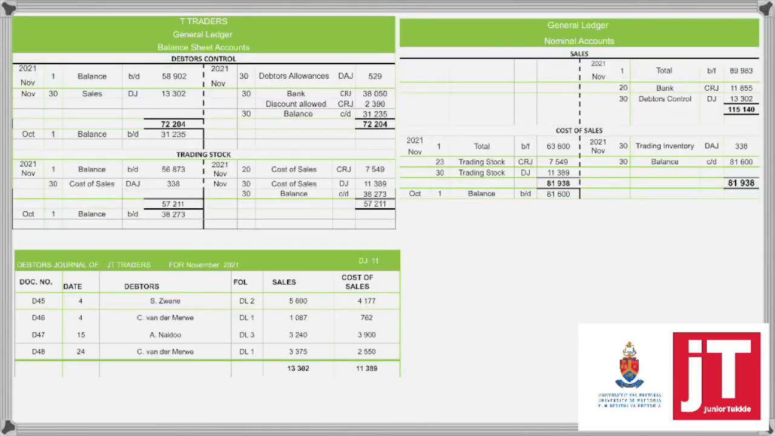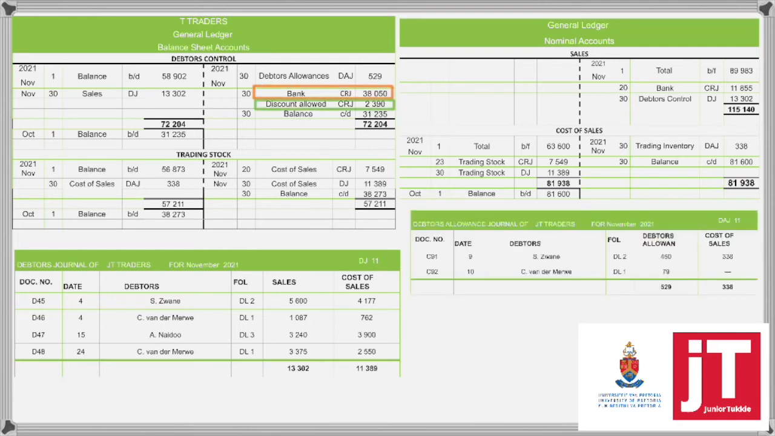Then if we continue and we now look at the entire ledger of all the ledger accounts, and we just look at the posting of the debtors journal and debtors allowance journal. First of all, I just want to bring your attention, this is the standard layout method. And how do I know that? Because of the bank and discount allowed being posted separately, like I explained on the previous slide.